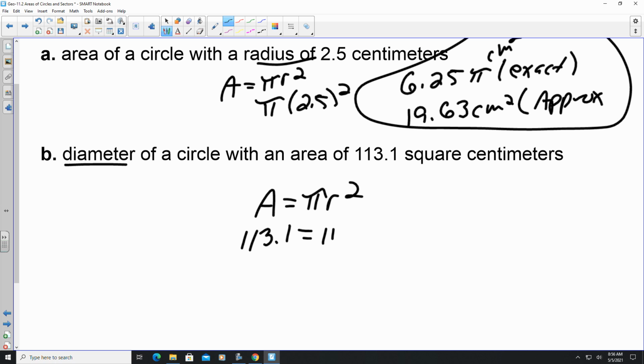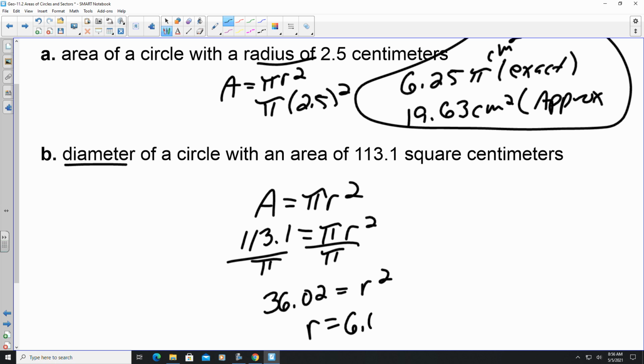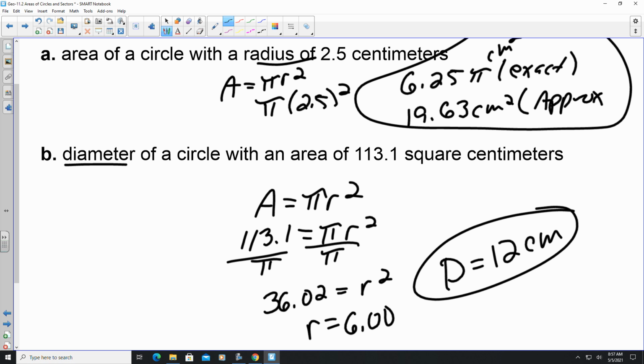So here we got pi r squared, divide pi on both sides. So 113.1 divided by 3.14 is like 36.02, which equals r squared. All right, taking the square root of the answer, it's telling you that r is 6.00, which means that the diameter is going to equal about 12 centimeters because it's twice the value of the radius.